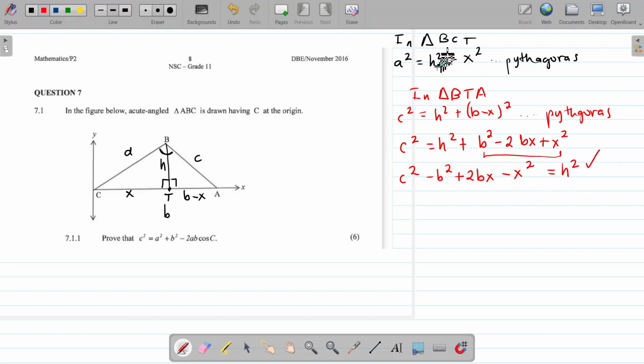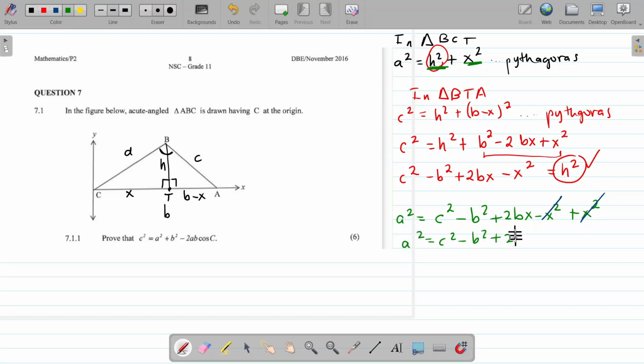So now I can finally replace this h squared in that particular equation that I found in the first. So it's going to be a squared equals, instead of this h squared, I'm going to put in the c squared minus the b squared plus the 2bx minus the x squared, and then I have this x squared that follows it as well. Okay, cool. Notice that this minus x squared and this positive x squared cancel out. So I'm left with a squared equals c squared minus b squared plus 2bx.